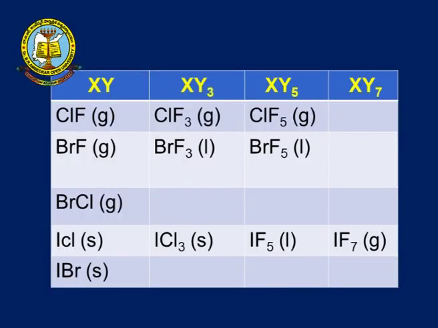First take the AX type. Before going to that, the properties of interhalogens are also very important. For example, for the AX type, the best example is ClF. For the AX3 second type, the best examples are ClF3, BrF3, ICl3. The third one is AX5, okay, IF5, BrF5. The last one, AX7, only iodine, IF7, right. So these are the examples of interhalogens. And now come to properties.